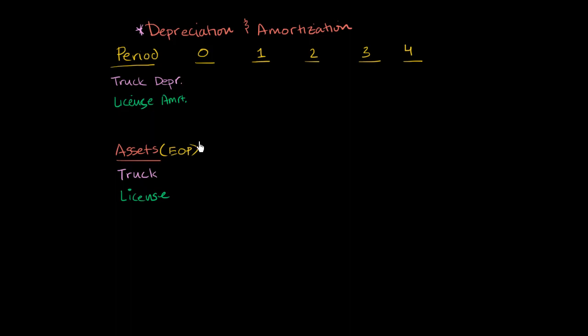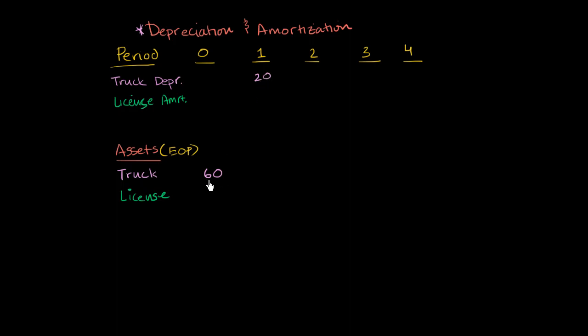And so you can imagine in period 0, we buy a truck for $60,000. And instead of just expensing it in period 0, instead of putting a $60,000 expense right over here, we capitalize it. We say that we have a $60,000 asset. And this is right at the end of period 0 or at the beginning of period 1. And what we do is we spread out this expense over the period of time that we're actually going to use the truck. So in period 1, we depreciate the truck by $20,000.